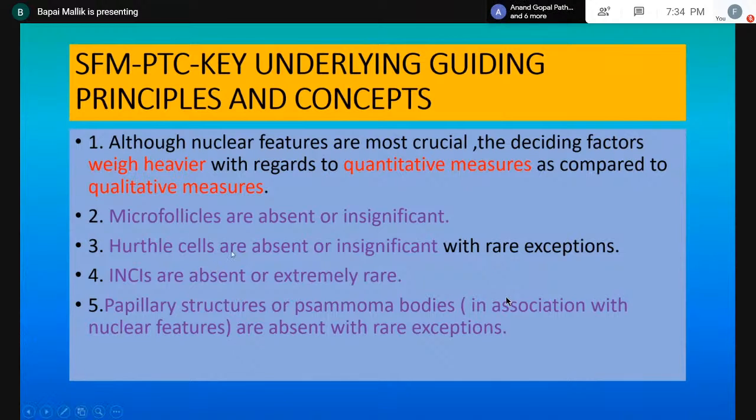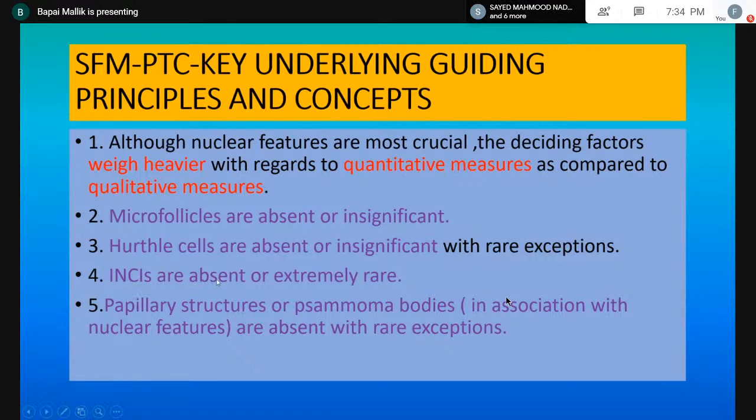Hürthle cells in this category are usually absent or insignificant unless and until you are dealing with something like a Hürthle cell or an oncocytic variant of a papillary thyroid carcinoma or an oncocytic variant of medullary carcinoma, which comes in very, very rarely in this particular group.